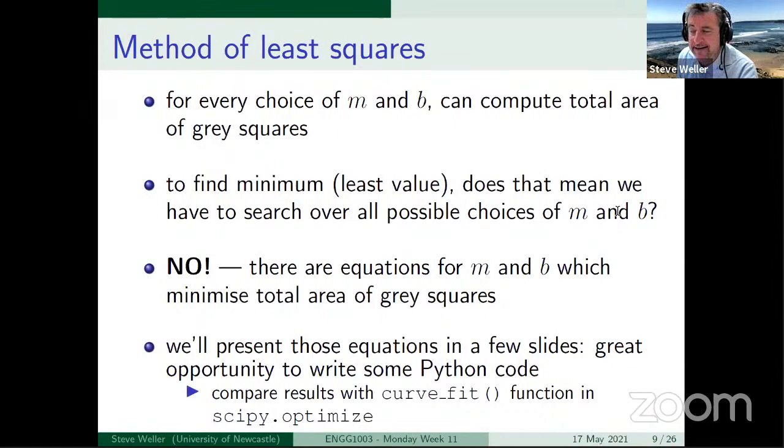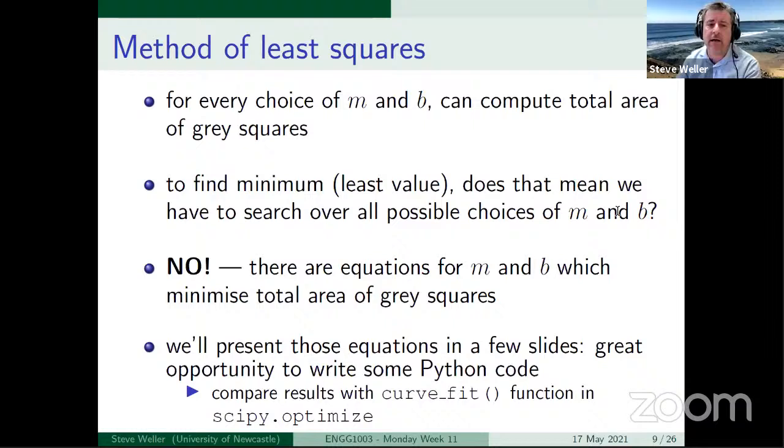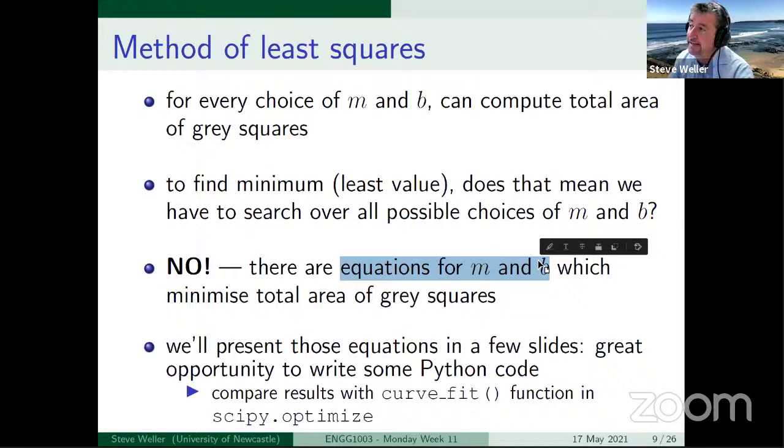You might wonder, what's the significance of the squares? Why would we square there? Why wouldn't we just add up the average residual, or add up the largest residual, or why wouldn't we just add up the sum of the residuals? Well, the choice of the squares of the residuals means that the equations for M and B are simple, or at least in the simplest possible form. And I'm actually going to give you the equations for M and B because they're a great little activity in writing some Python code, and we're going to write that Python code. I've already shared it with you on Blackboard and Discord. And as I mentioned before, we can compare our results with the curve fit function in the SciPy library.